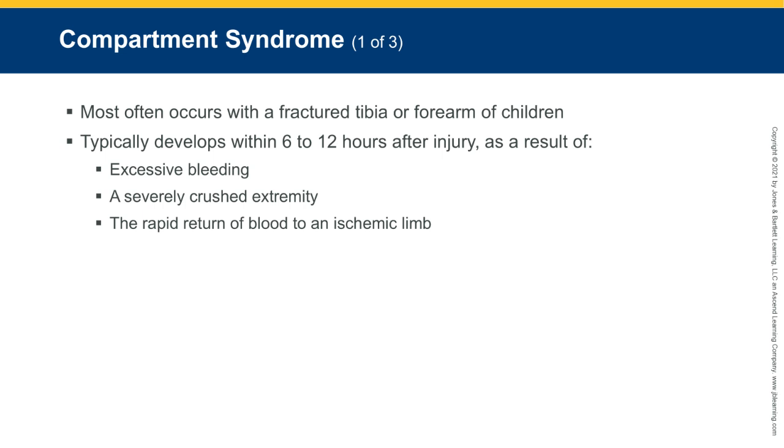Compartment syndrome is a serious condition that typically develops 6 to 12 hours after an injury. It is most commonly associated with fractured tibias and forearm injuries in children. The condition results from excessive bleeding, severe crushing injuries, or the rapid return of blood flow to an ischemic limb, leading to increased pressure within the muscle compartments.